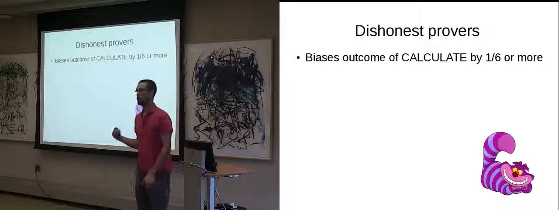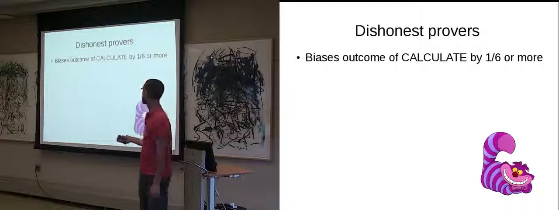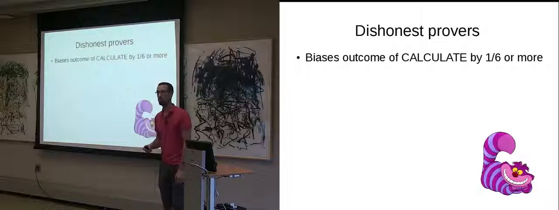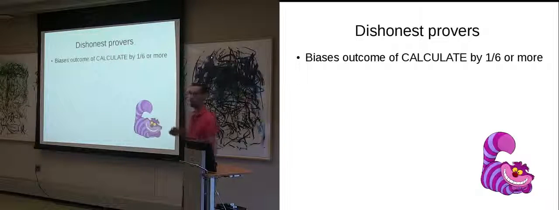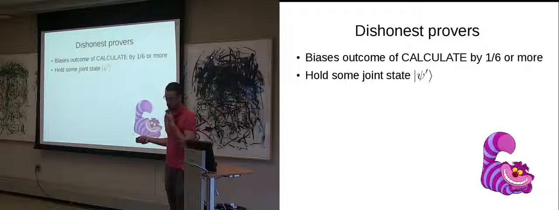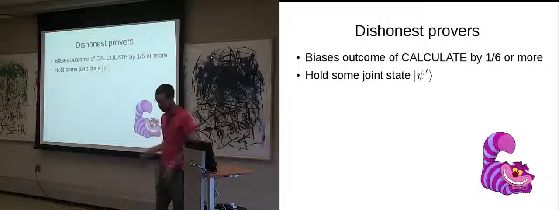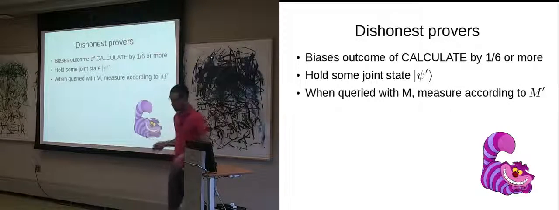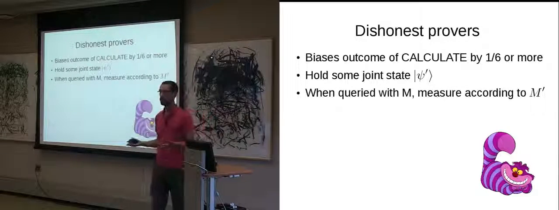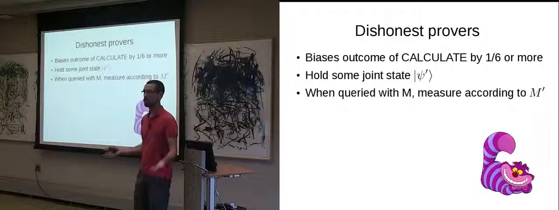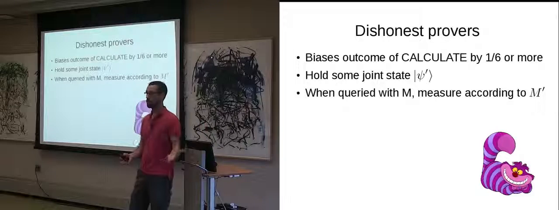that will attempt to bias the calculation, right? So let's suppose that they bias the calculation by more than 1/6, let's say. We can make it smaller than 1/6 if you like, but 1/6 is good. And we don't know what they're going to do, but let's suppose that they hold on to some joint state. I don't know what it is, let's just give it a name. And they should at least pretend to look like the honest provers, so what they're going to do is they're going to accept some measurement symbol, and then what they're going to do is return something.